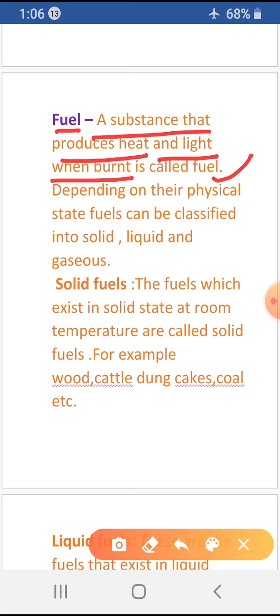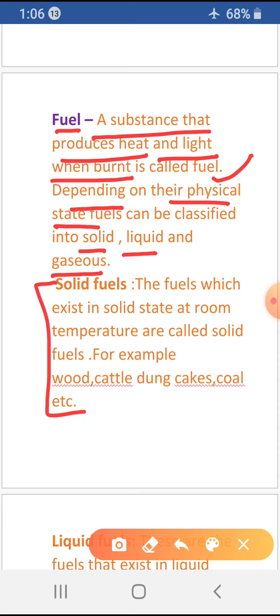Types of fuel. Depending upon their physical state, fuels can be classified into three types. First is solid fuel, second liquid fuel, and third is gaseous fuel. What are solid fuels? The fuel which exists in solid state at room temperature. Very common examples: wood, cattle dung cakes, coal.